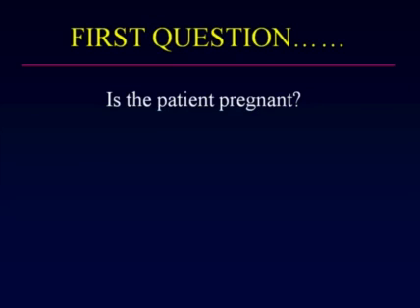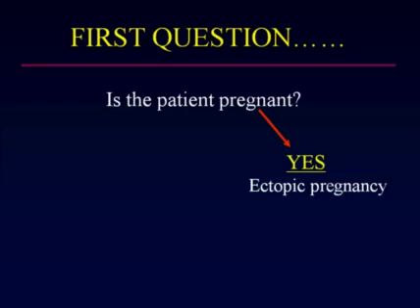The way that these patients present typically is with pain and vaginal bleeding in the first trimester. Whenever such a patient comes into the emergency room or the clinic with pain and vaginal bleeding, the first question that you need to ask is: is the patient pregnant? And if the answer to that is yes, the primary thing that you need to exclude is whether or not she harbors an ectopic pregnancy.